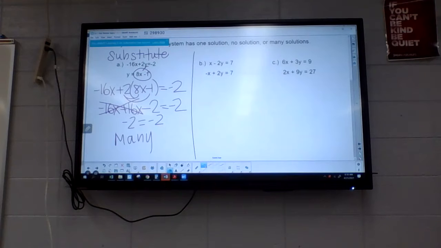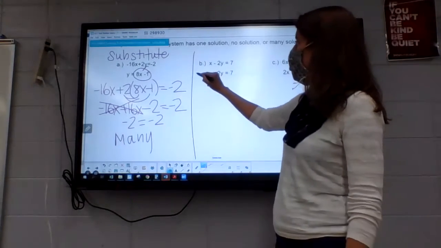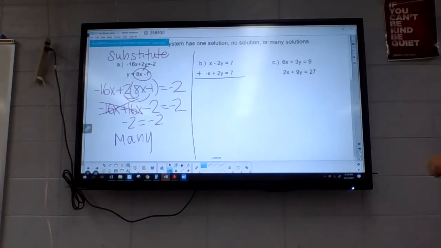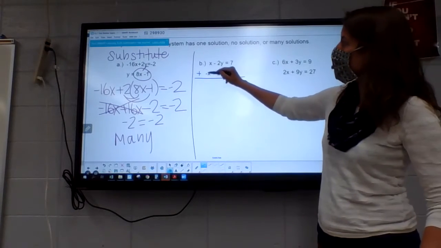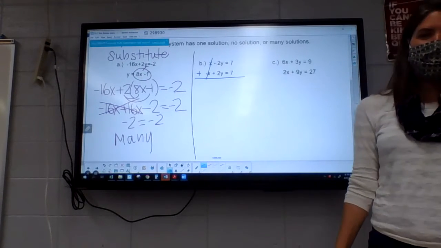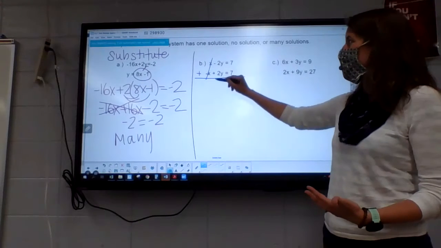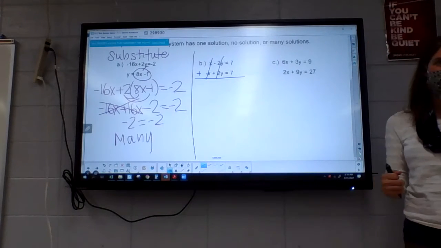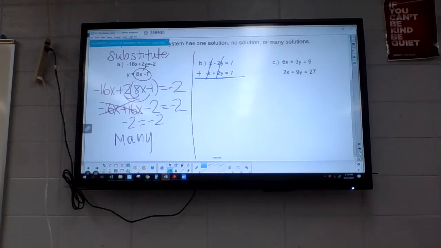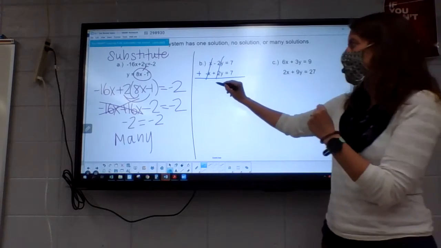The next one, our letter B here. What method would you guys want to use in this case? Does it work to add it together? Yep, something's going to cancel. Actually, a lot's going to cancel. So x and negative x are going to cancel. But a negative 2y and positive 2y is also going to cancel. If they both cancel, what's left on the left side? Just a 0.